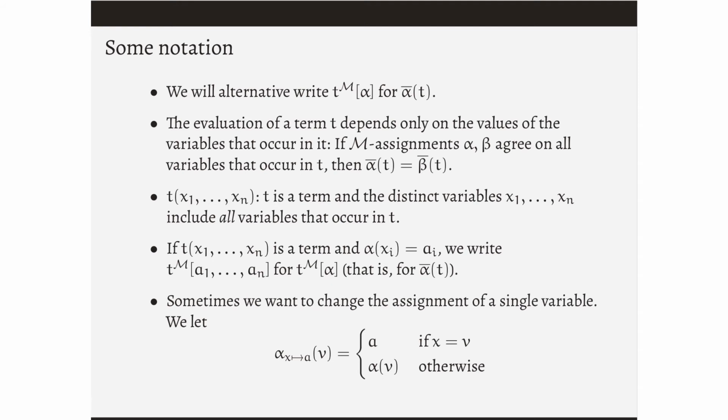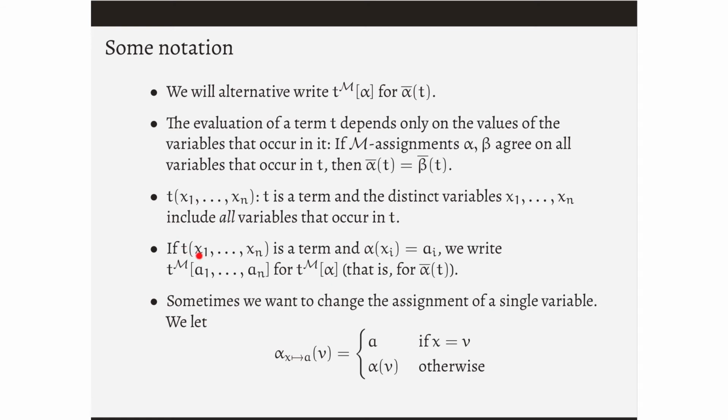So this observation then allows us to actually restrict our attention and our notation to a finite set of variables, because a term is a finite string, so at most finitely many variables can occur in it. And we use this notation to indicate that t is a term, and the distinct variables x1 to xn include all variables that occur in t. They don't necessarily all have to occur in it, but the ones that do occur in t are among those variables here.